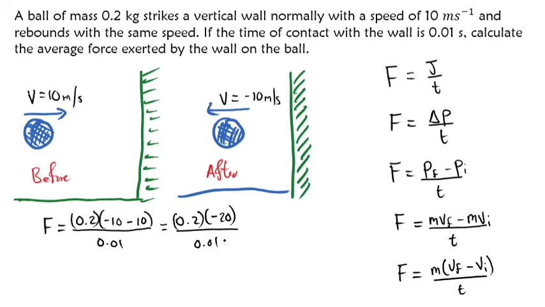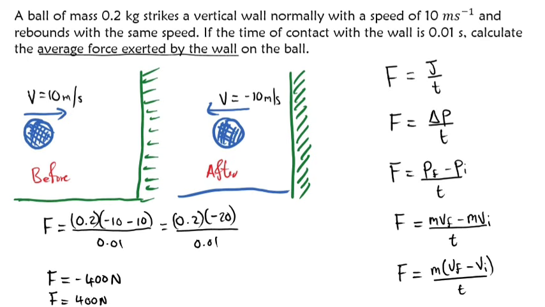So this is what we get. So we get a negative 400. So force is simply negative 400 newtons. Now, the question says, calculate the force exerted by the wall on the ball. So the wall exerts a positive force on the ball. So in this case, we can rewrite this as F is equal to positive 400 newtons.